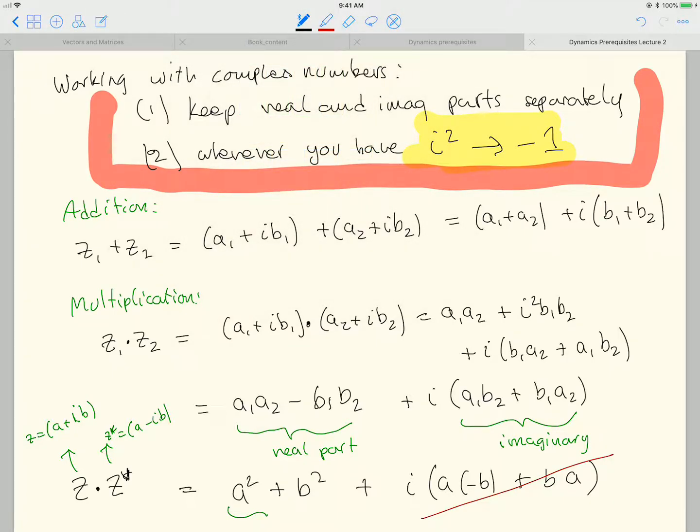I wrote here A2 when I meant to write A squared. And nobody corrected me, which makes me worry that people are kind of semi-asleep. So this is the result.